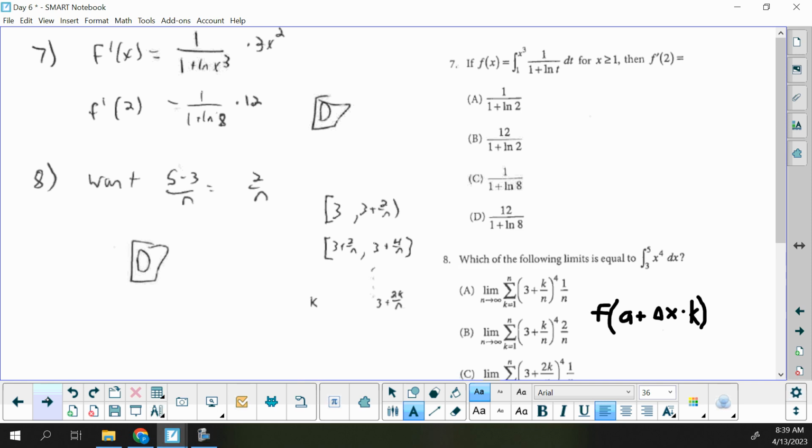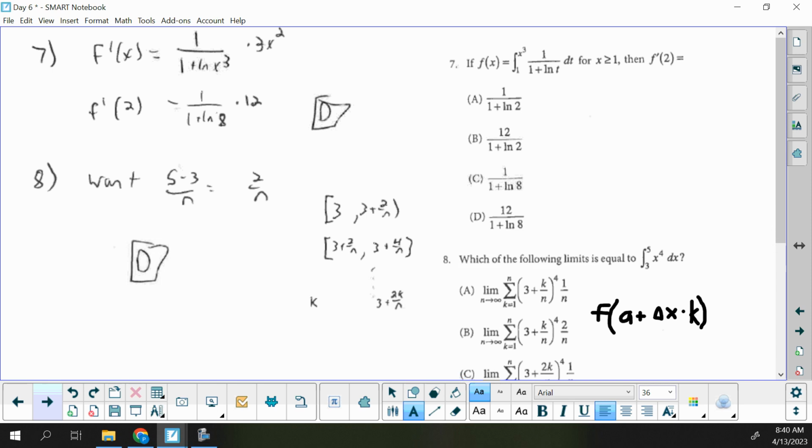Moving over to 7, we want to do the derivative of an integral that goes from a number to an algebraic expression on top. So when we do that derivative, we fill in the x cubed for t, but then you have to multiply by its derivative afterwards because of chain rule. So fill in the x cubed, multiply by 3x squared, now put in 2 for all the x's, and you end up getting choice D.